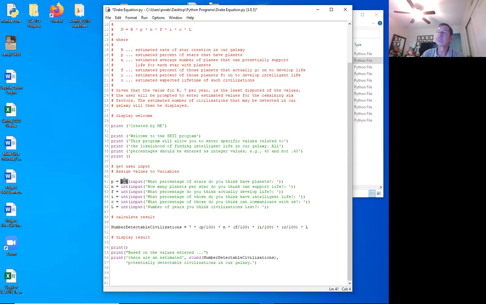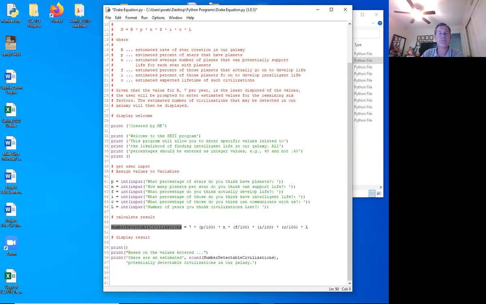Patrick had an issue where he just did this without the parentheses there. Input, what percentage of blah, blah, blah, right? So instead of using a float, in this case it's an int, but instead of using a float. And so what happened when he used that in a calculation is that the result ended up being a string. And I'm surprised it did the calculations correctly. Probably because it's a simple calculation.